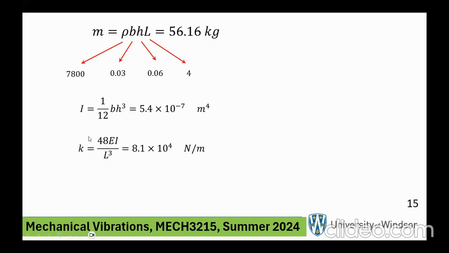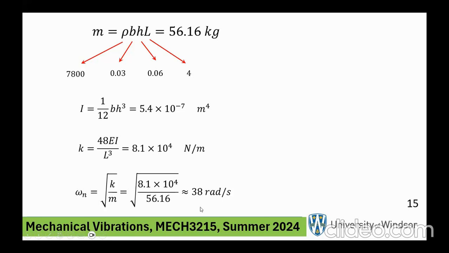You just plug into that stuff, 48 EI over L cubed. We are given 210 gigapascals as the Young's modulus, which is steel basically. I we just calculated, L is 4 meters, you get that number. And now natural frequency is the square root of K over M. The mass of the beam, stiffness of the beam as calculated above, 38 radians per second. That is the natural frequency.